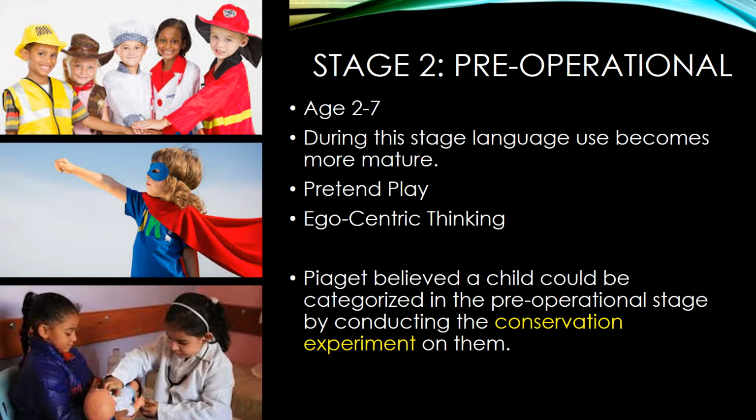Piaget believed that children could be categorized in the pre-operational stage by conducting an experiment called conservation. Conservation refers to logical thinking. So if a child can pass the conservation experiment, then that means that they are going into the next stage, which is concrete operational. But if they can't pass this conservation experiment, then they stay in the pre-operational stage.